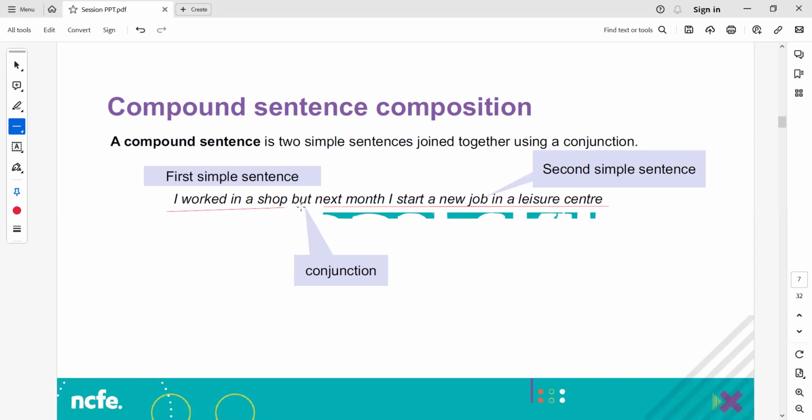Does anyone have any questions about compound sentences? Okay.